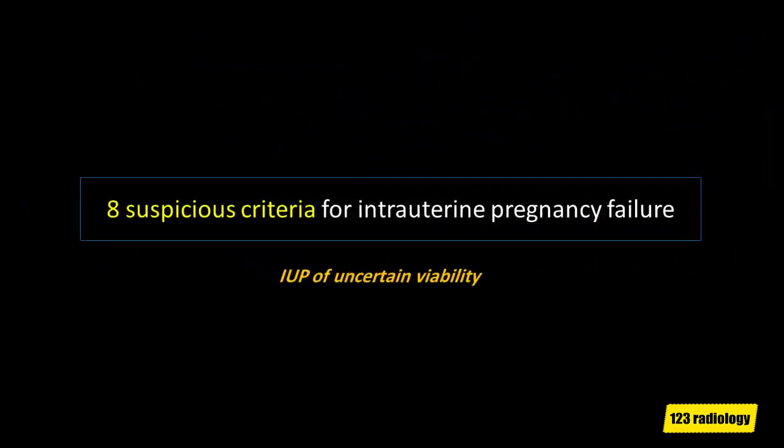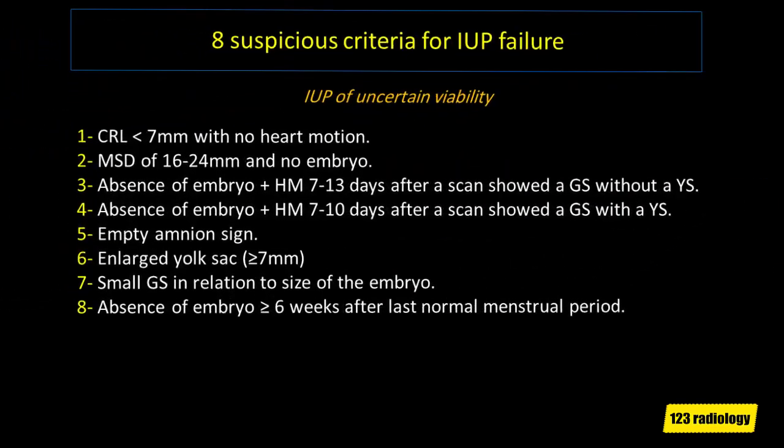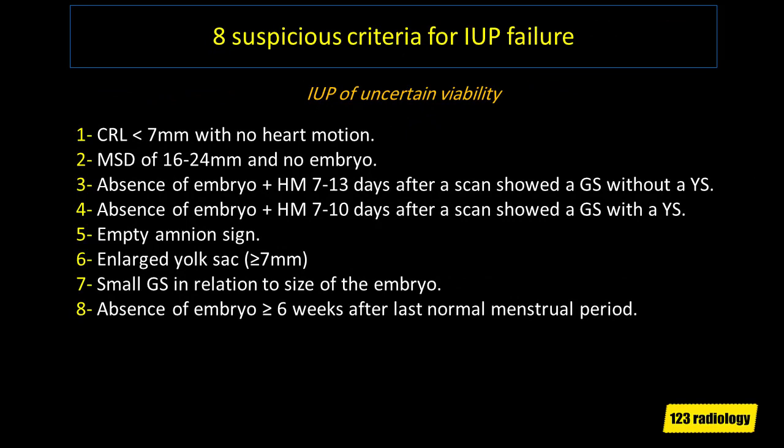Suspicious criteria for intrauterine pregnancy failure. There are 8 criteria suspicious for intrauterine pregnancy failure. This is also known as IUP of uncertain viability. These are listed here.